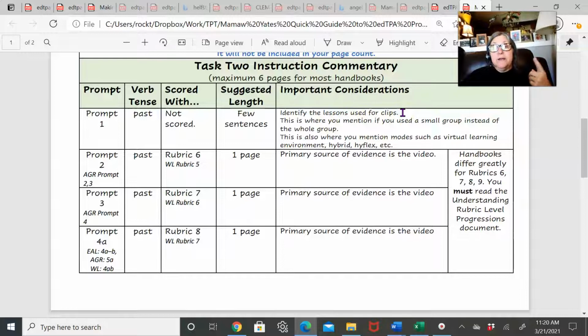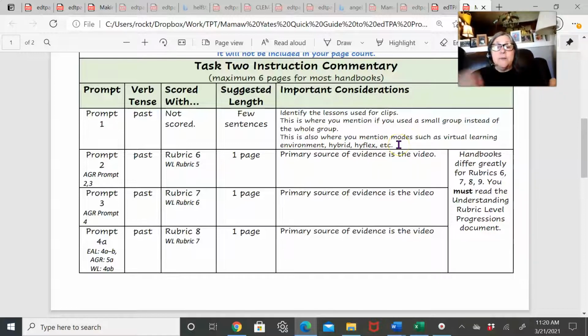So if you have a clip from lesson 1, or if both clips are from lesson 2, whatever, you want to identify that there. If you have a classroom of 25 students that you've talked about in your context for learning, but you ended up recording with just a small group, make sure it's at least 4 students, then you've got to mention that there.